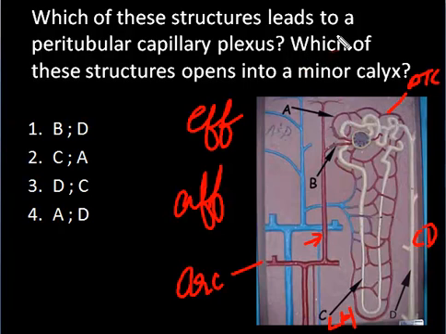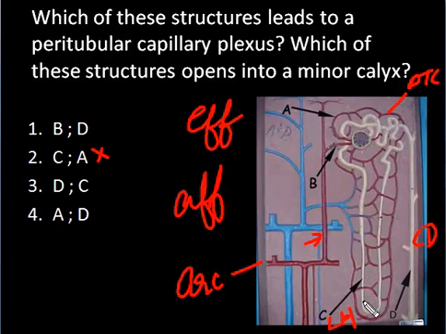And then it asks, which of these structures opens into a minor calyx? Obviously, none of the arterioles will open into a minor calyx. So that means for the second part of the question, anywhere where you have an A and a B, you can exclude that choice. So it has to be one of the tubes. It either is the loop of Henle or the collecting duct.